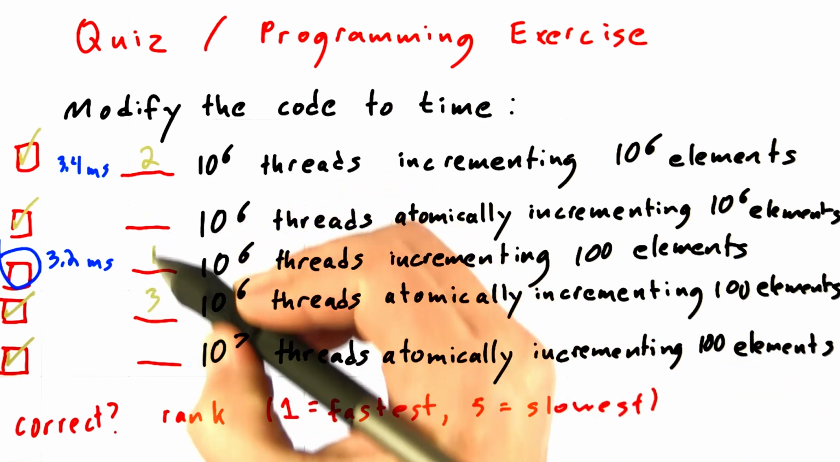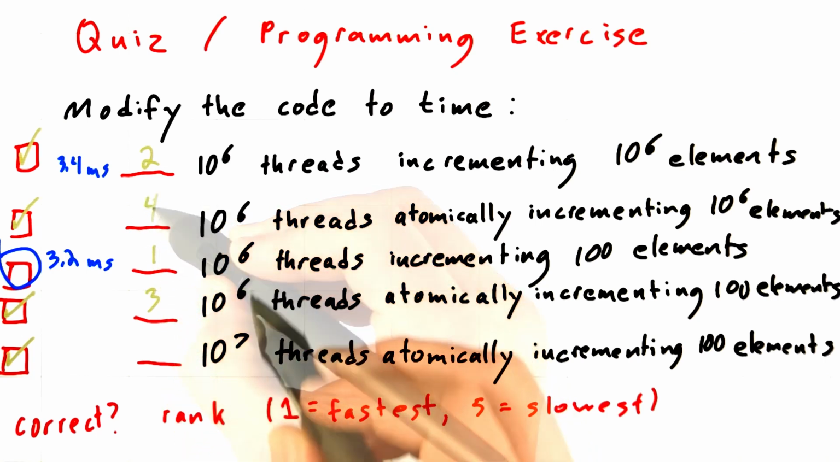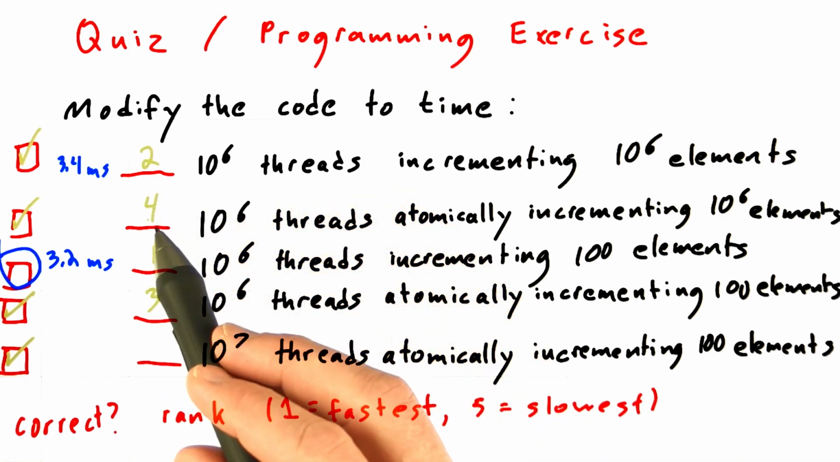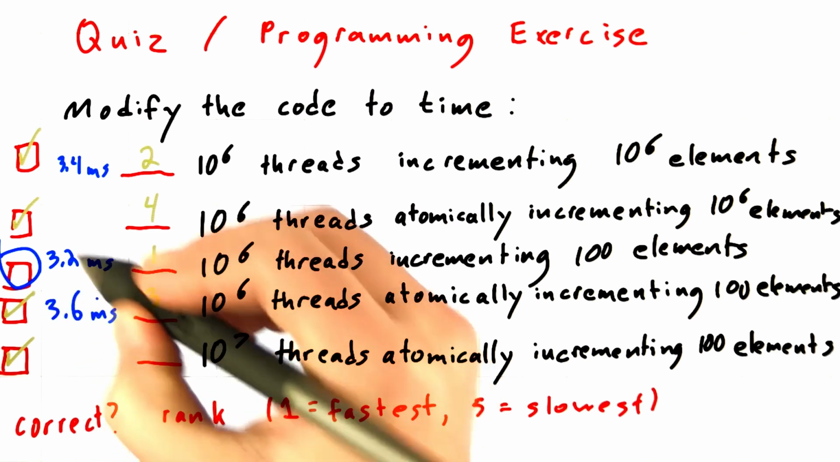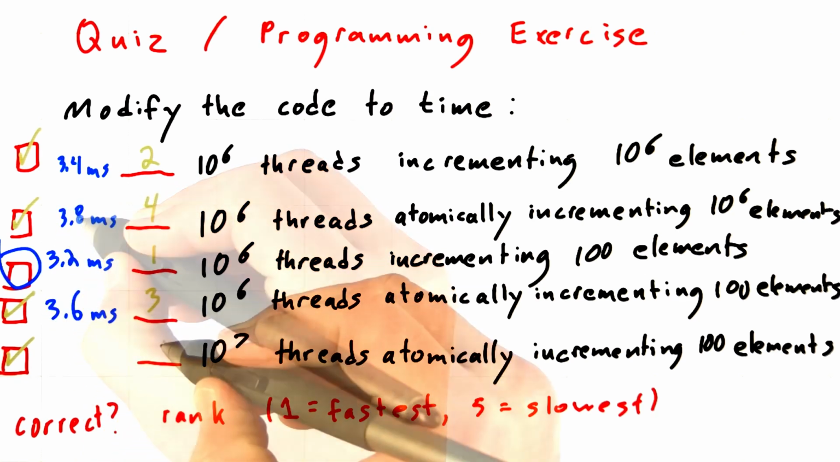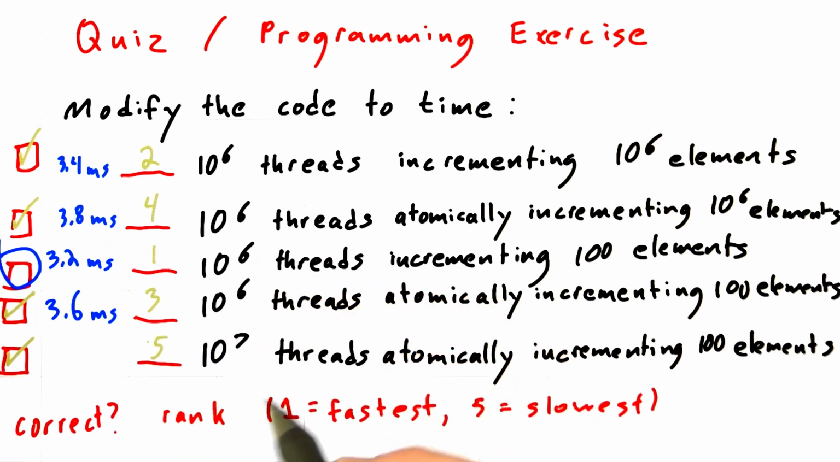So the next fastest is option 4. The next fastest after that is option 2. And on my system, again, these took 3.6 and 3.8 milliseconds, which means that the slowest of all options is the one where 10 million threads write into 100 elements. This is actually 36 milliseconds, so it takes approximately 10 times as long to complete. Not surprisingly, there's about 10 times as much going on.